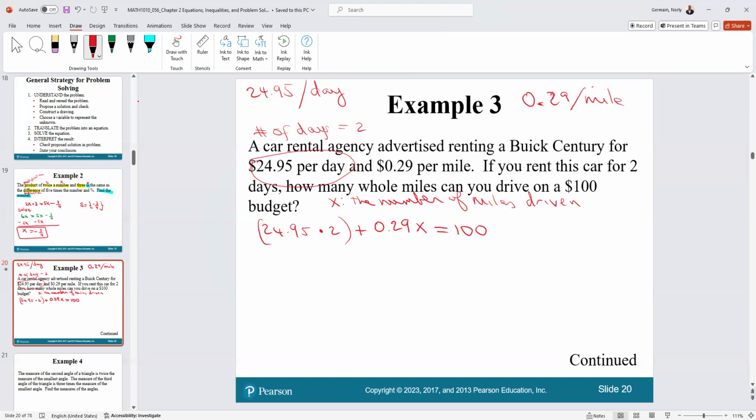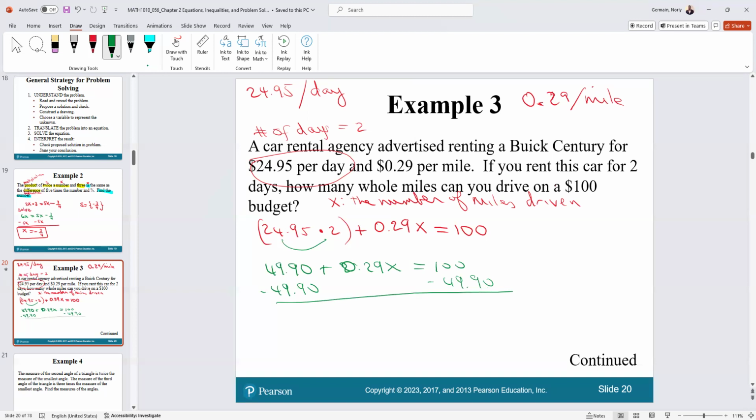Now, order of operation wants us to do multiplication first. 2 times that number we said is 49.90 plus 0.29x equal 100. Now we can isolate our x by subtracting 49.90 from both sides.